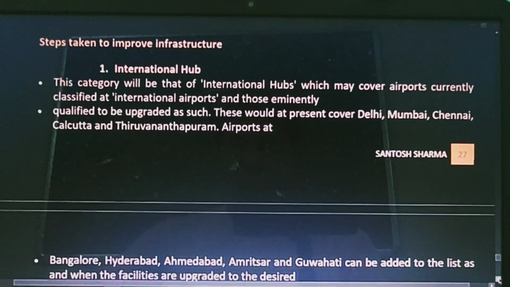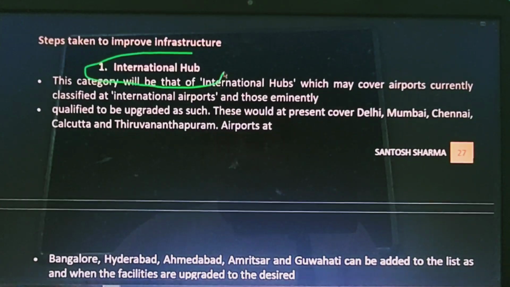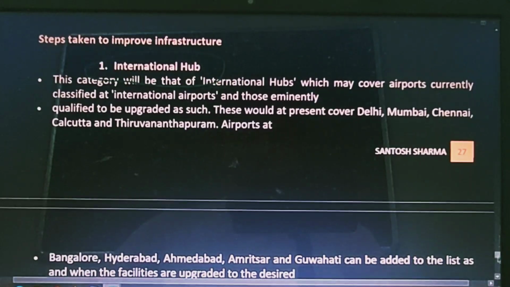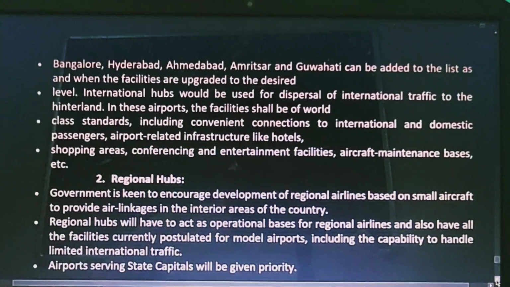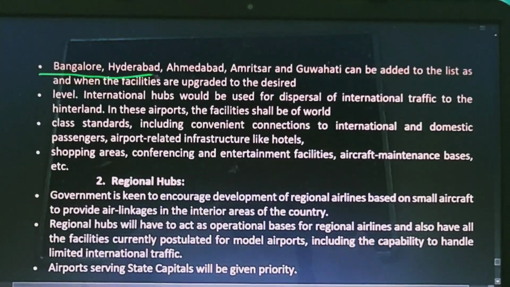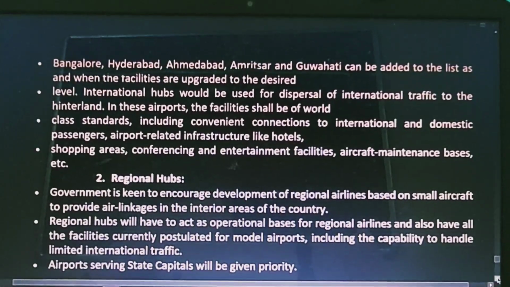So like that बहुत सारी policies इंडिया ने बनाई हैं to develop airports, and these are the basic steps taken. सबसे पहले तो ये international hub बनाए गए हैं in some states where only import and export activities are carried on. And all these big cities like Bangalore, Hyderabad, Ahmedabad, Amritsar, Guwahati, so they are all added up.